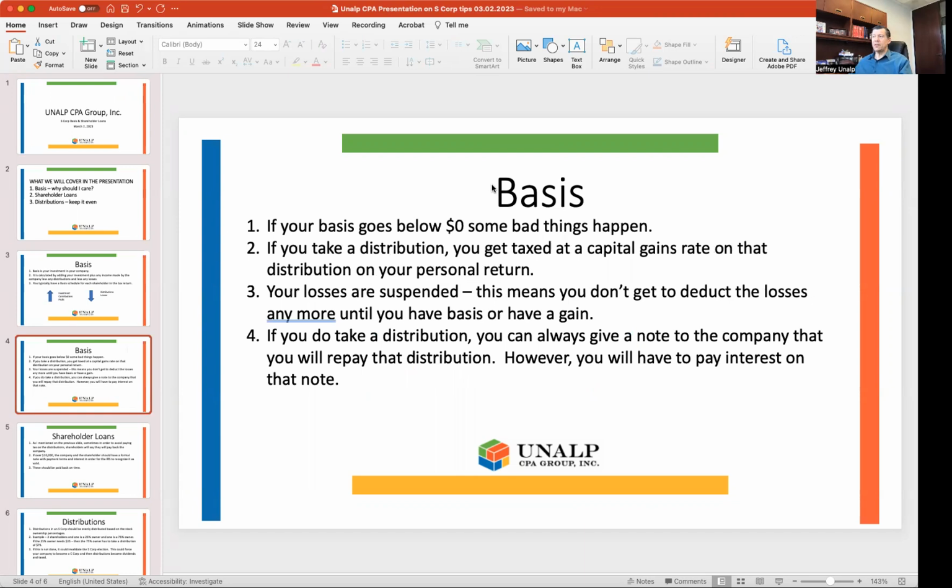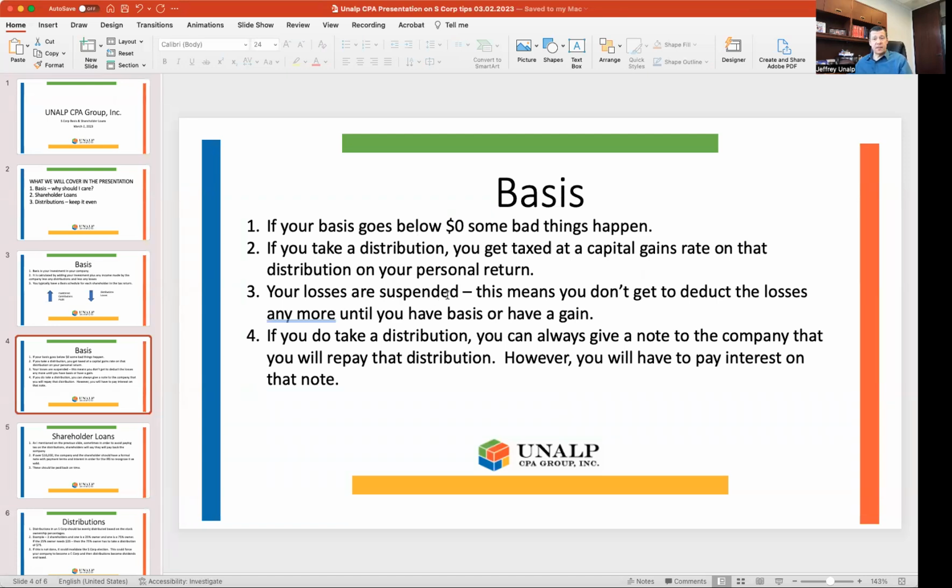Now, as I said, if your basis goes below zero, some bad things happen. If you take a distribution, you get taxed at a capital gains rate on that distribution in your personal return. So let's say you're at a 20% capital gains rate and you take out $10,000, you're going to get a $2,000 tax. And that is based on the distribution, because you have no basis. What the government thinks is that you're taking other people's money. You're taking lenders' money, or you're taking off a credit card, but you don't have that basis in there.